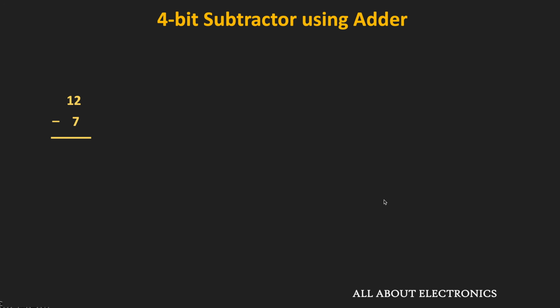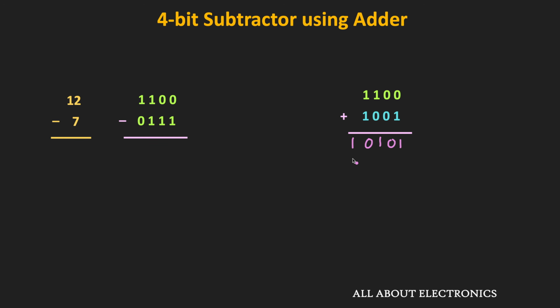For example, if we want to perform 12 minus 7, then we will take the 2's complement of 7. And then we will perform the addition. Here, if we perform the addition, then the result will be equal to 10101. So basically over here, we will get the carry bit. And we can use this carry as our quotient bit.